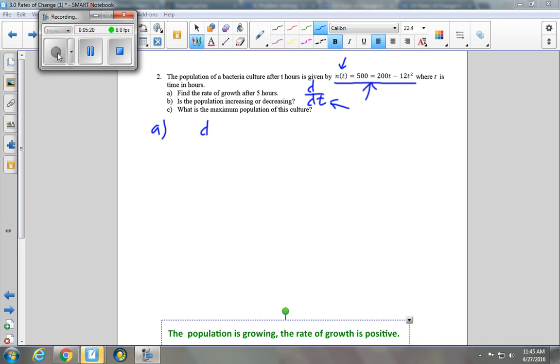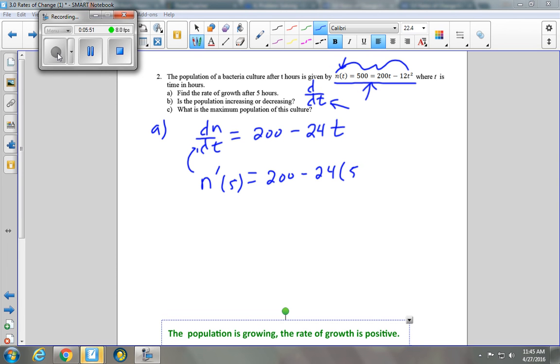Okay, so what we have to do is take the derivative of this with respect to time, right? dN/dt. So dN/dt is equal to 200 minus 24t. Now we just sub in. So N prime, same thing, right? N prime at 5 is going to be 200 minus 24 times 5.